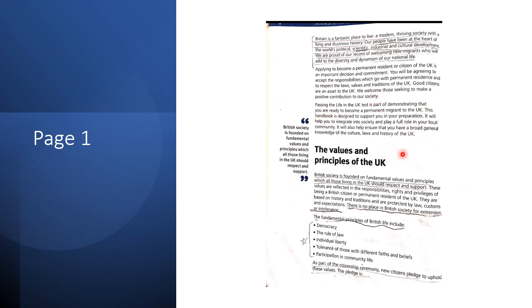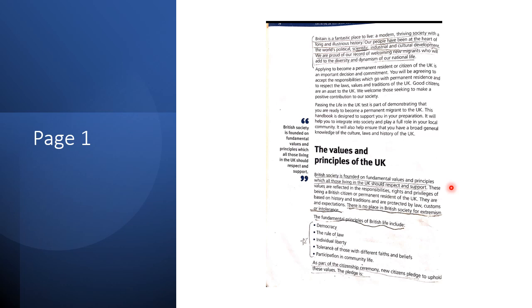Now, that is the most important thing in this chapter, the values and principles of the UK. And in this paragraph, there are two places which are very, very important. And this is the one. British society is founded on fundamental values and principles which all those living in the UK should respect and support.